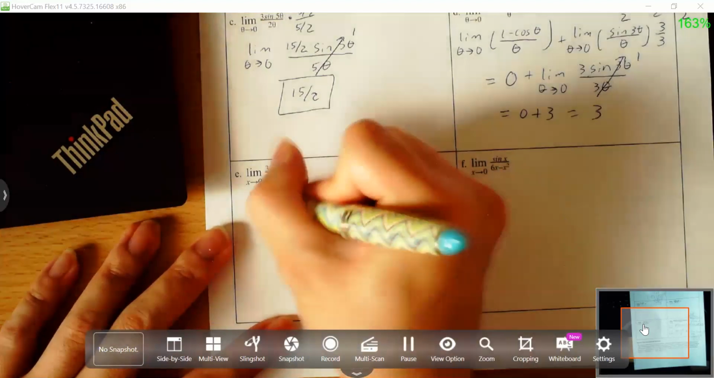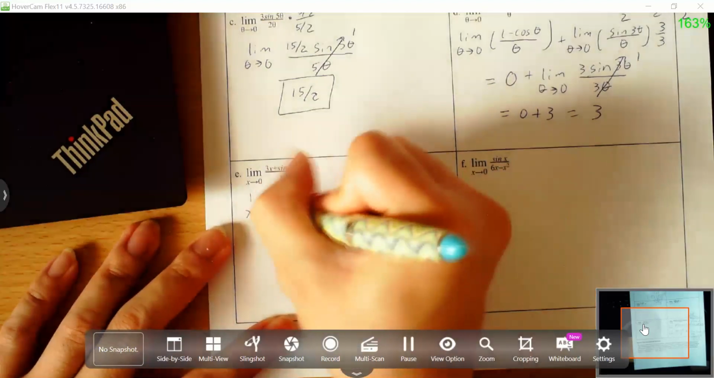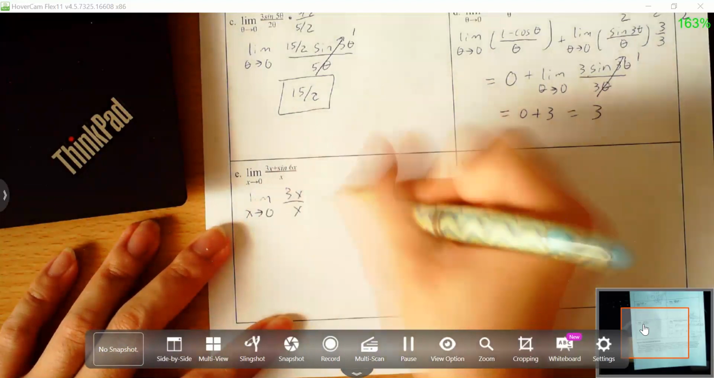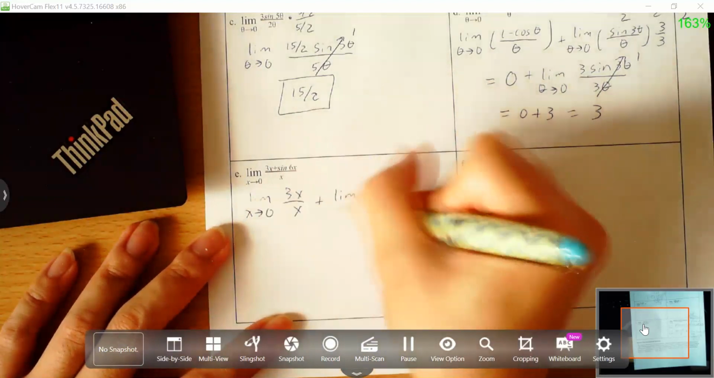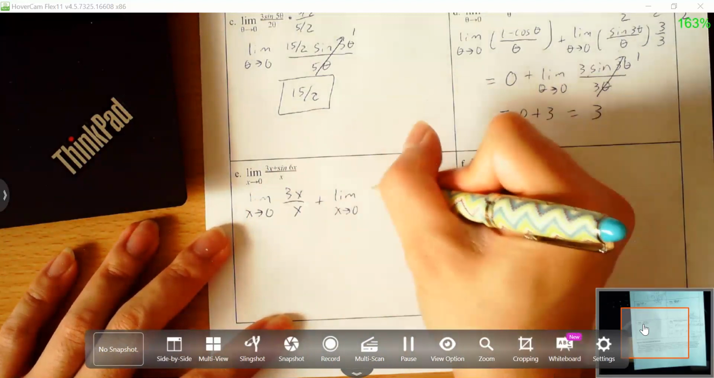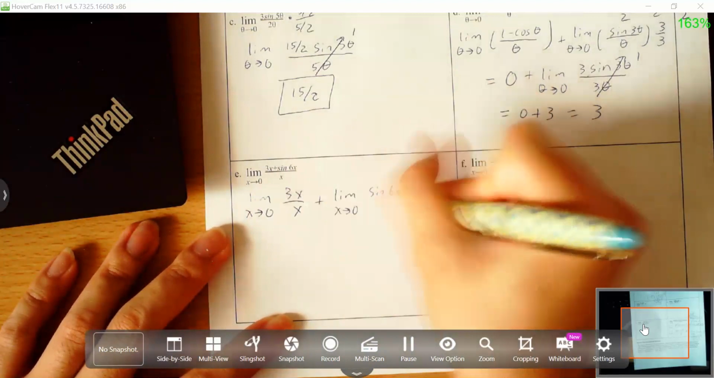So we split it up. I get the limit. So my first thing is 3x over x. And then this is sine of 6x over x.